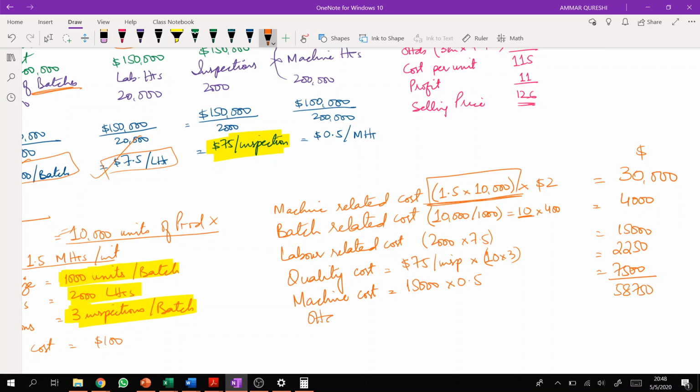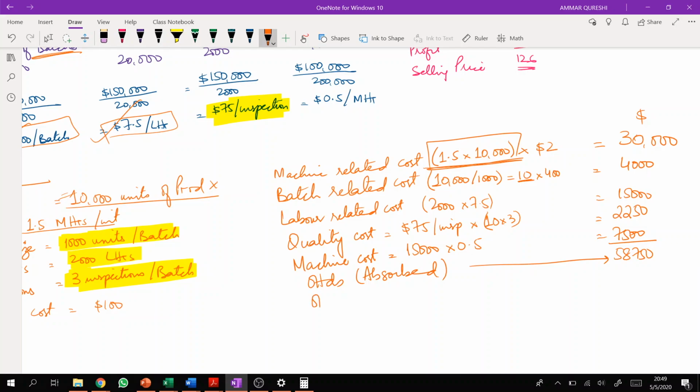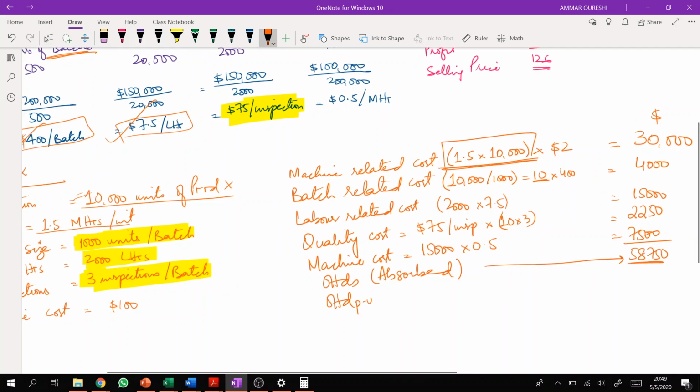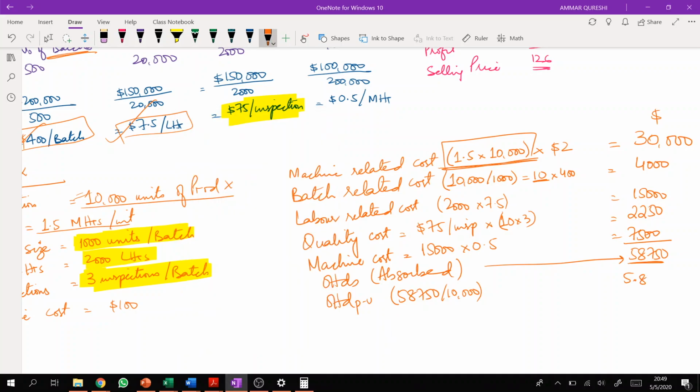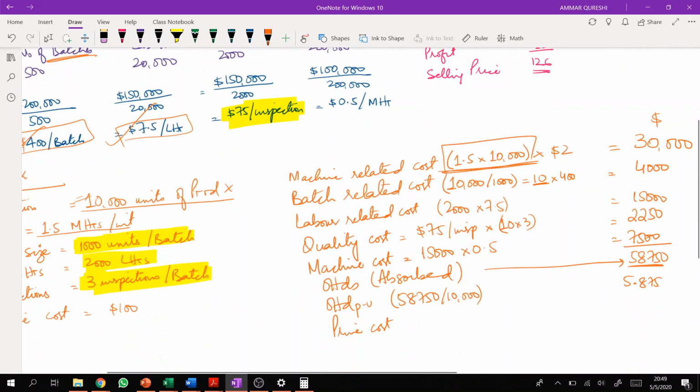These are what we call absorbed overheads, right? If you want to calculate overhead per unit, you have to divide it by the number of units. The number of units is 10,000. So 58,750 divided by 10,000 will give you 5.875, right? And what was the prime cost? The prime cost was around $100.